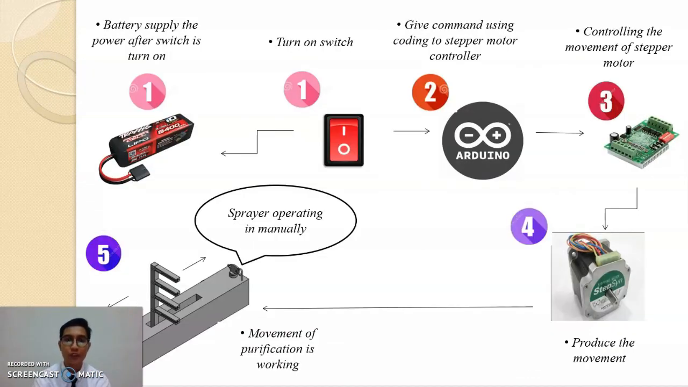In this infographic, we show how the lower window motorized cleaner will operate. Firstly, turn on the switch and the battery supplies the power after the switch is turned on. Secondly, after receiving the power, the Arduino will give commands using coding to the stepper motor controller. And then the stepper motor controller will control the movement of the stepper motor. After receiving the command and power from the stepper motor controller, the stepper motor will move the roof of the lower window motorized cleaner. The sprayer will be operated manually.